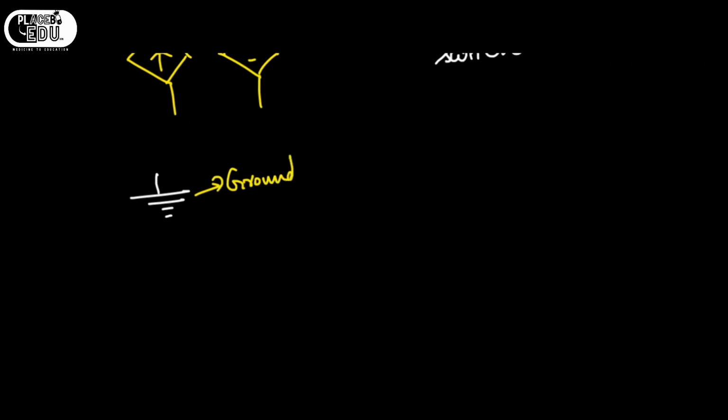Another thing is ground. This is ground. Only in some circuits will you see this ground, but while doing the simulation you have to ground every circuit. If you don't ground the circuit, it will give us the error that the circuit is not grounded. Understood?